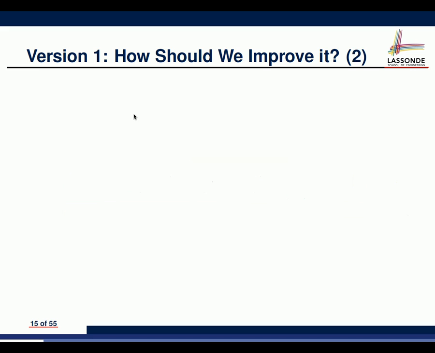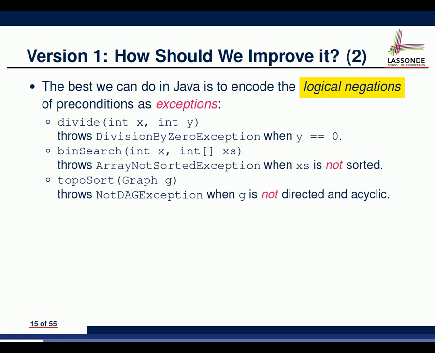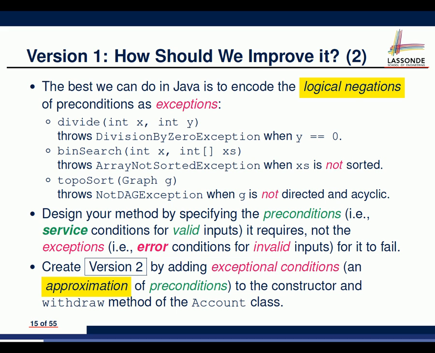Okay, so now let's go to the next one. How can we improve version 1? So now in Java, as I said, the best we can do is to encode the logical negation of the precondition, right? That's the best error condition. Let's see that. So we're going to say when y is equal to 0 for divide, we're going to give you an exception, right? Similar. So now, that's exactly what I just explained. So these are exceptional conditions in Java, which is not quite service condition.